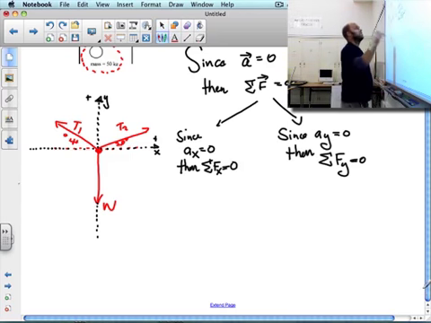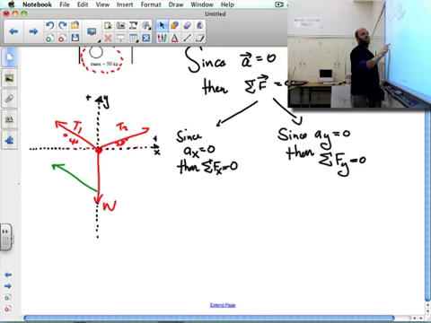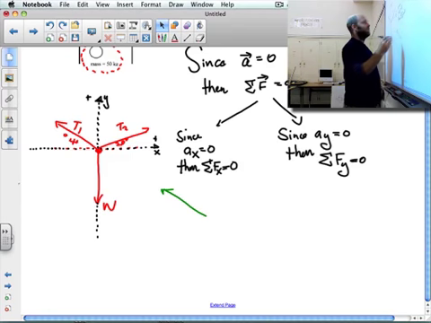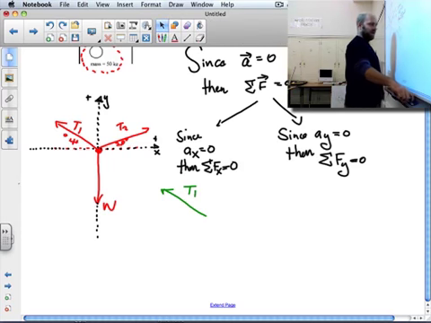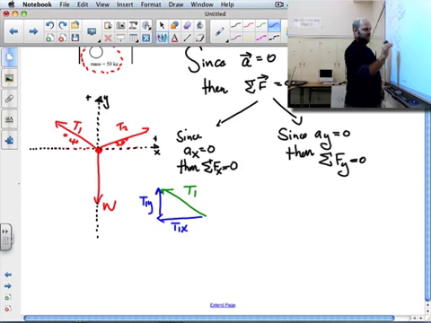I'll take my T1 going outward and to the left, and I'll break that into components. So this was my T1, and my T1 breaks up into T1 along the x-axis and T1 along the y-axis. And you'll notice that T1x and T1y add up to T1 the way vectors add up. So that's going to allow us to replace T1 with T1y and T1x. Okay?